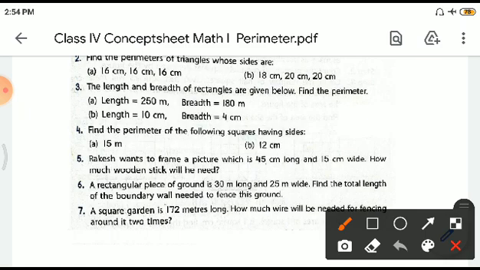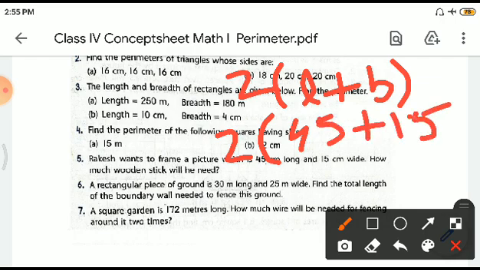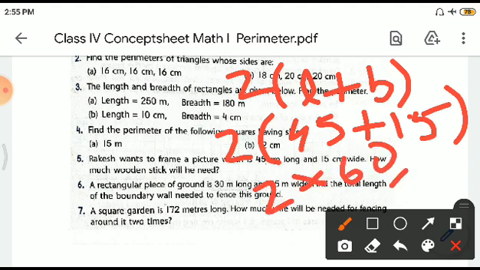Right? See fifth one. The picture frame is 45 centimeter long and 15 centimeter wide. So the formula here is 2 bracket L plus B. This is the formula for perimeter of a rectangle. So in 2 bracket L plus B, L is 45 and B is 15. We write the 2. So we get 2 into 60, which is equal to 120. Right? This is how you need to do.